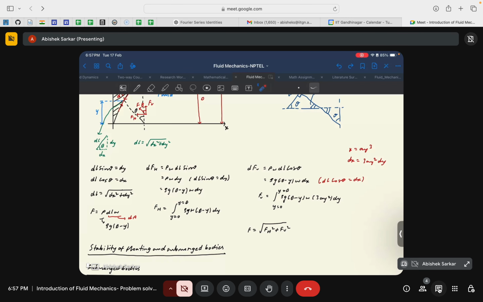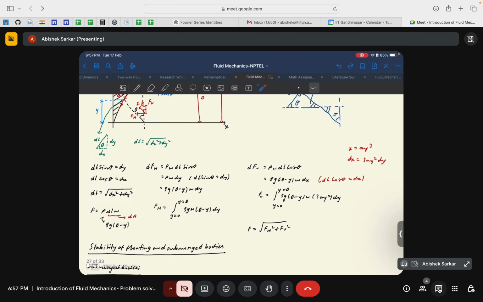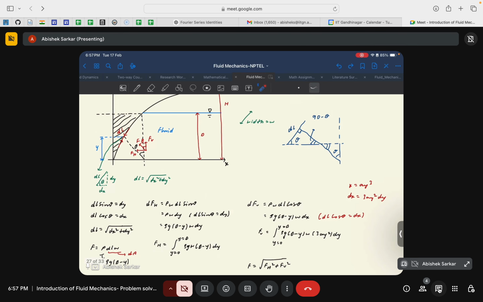Similarly, for the net vertical force, same logic, dFv would be P W dL cos theta, and dL cos theta is dx, if you remember. So we'll have rho g (d minus y) W dx. Now you might ask: we know the limits of integration for y, from 0 to d, but we do not know how x varies. Of course you can find it from the relation, but not to complicate it, you know how y varies. So you just need to do a simple change of variable.